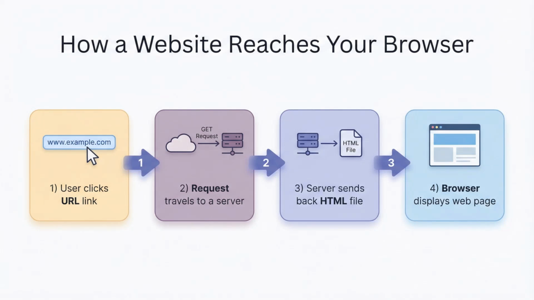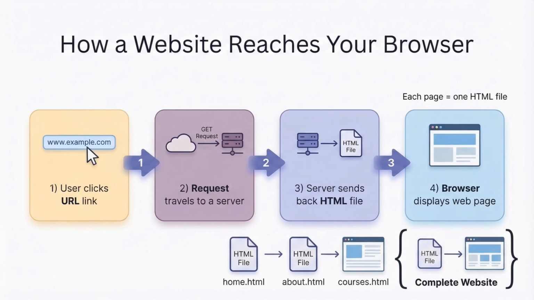Here's the core idea. When you click a link, that link calls a server. The server responds by sending back a copy of some code, and that code is HTML. Your browser reads that HTML and renders it into the page you actually see. So HTML is literally the thing that arrives from the server and becomes your web page.